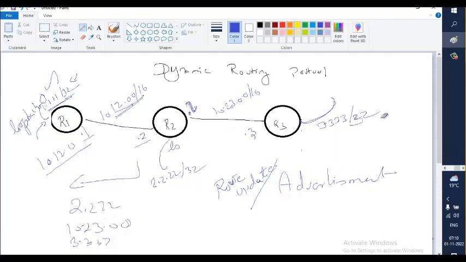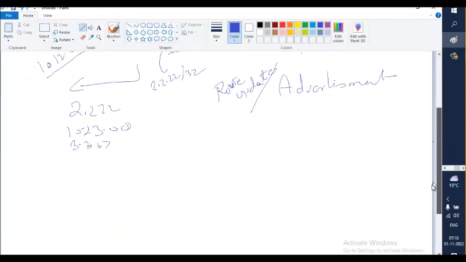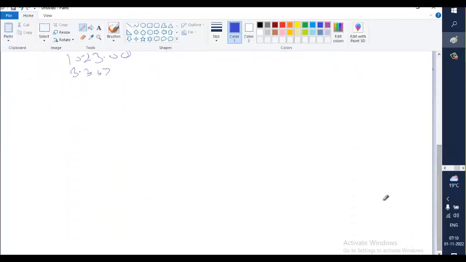In Cisco, the smaller the administrative distance value, the higher the weightage. Let me repeat. The question was this. I have two protocols. Let's say one is OSPF, another one is EIGRP.